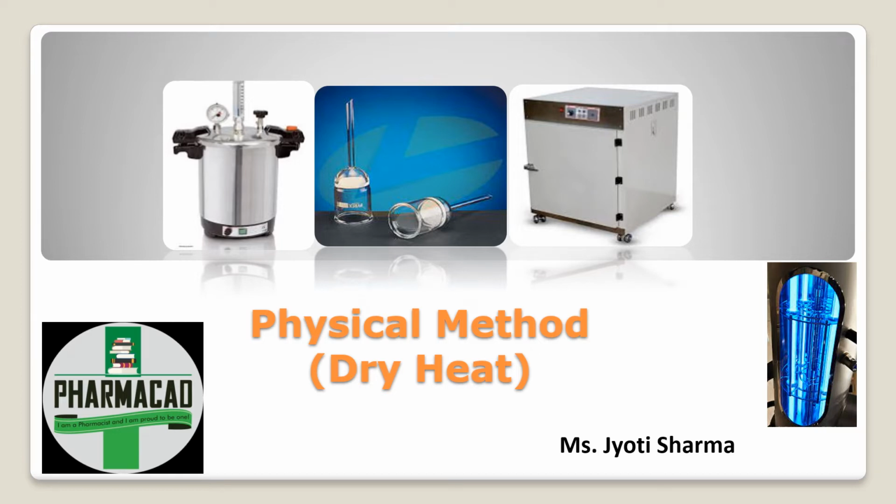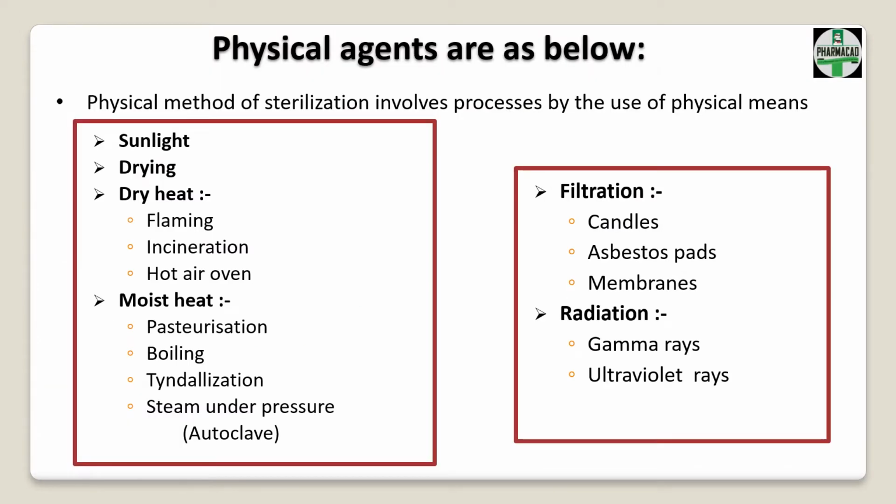In this part of the video, we will learn about the sterilization process by using dry heat as one of the physical methods. Physical methods of sterilization involve processes using physical means like sunlight, drying, dry heat, moist heat, filtration, and radiation. So in this particular video, we will see what is sunlight, drying, dry heat and the techniques used under dry heat.